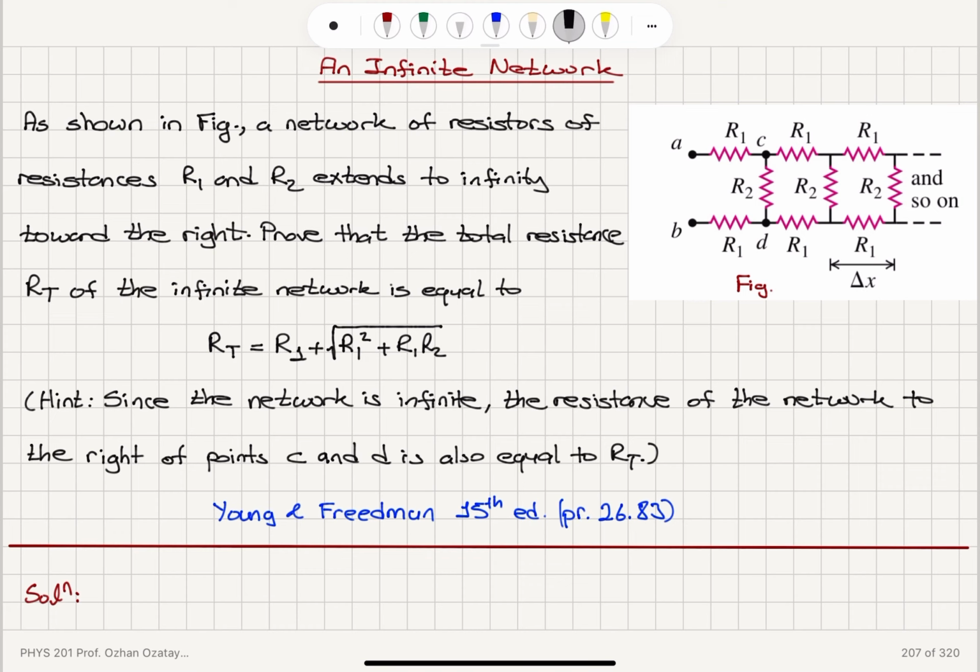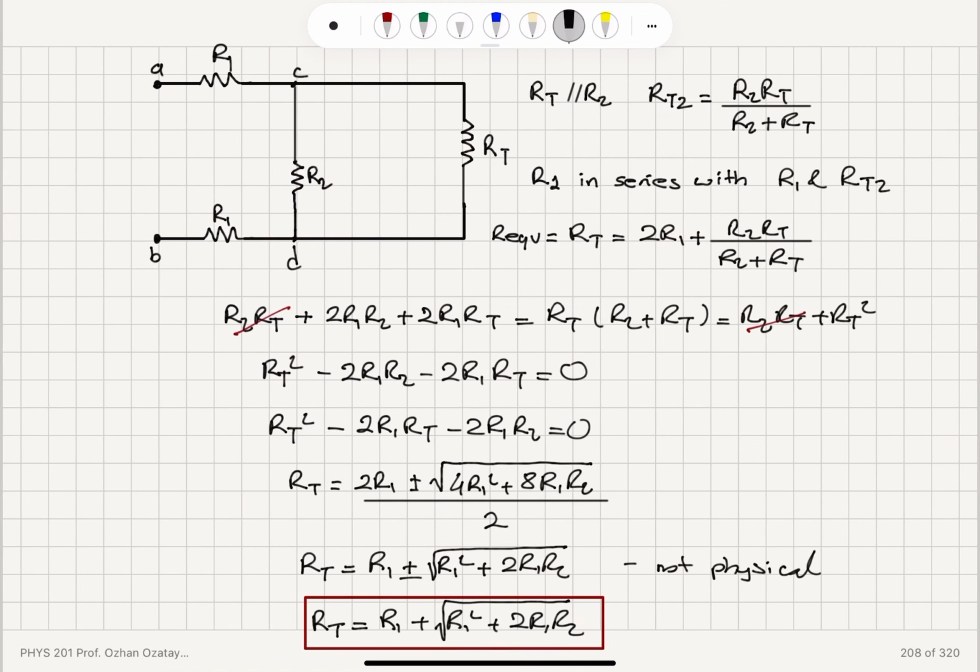So there is a 2 missing here, apparently. So this is the square root of R1 squared plus 2R1 R2.